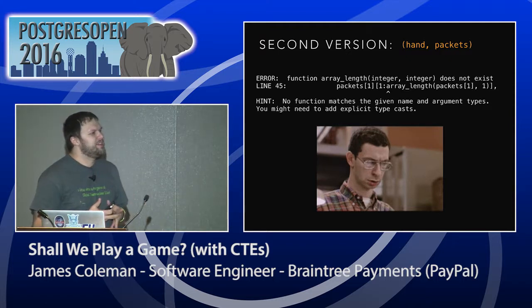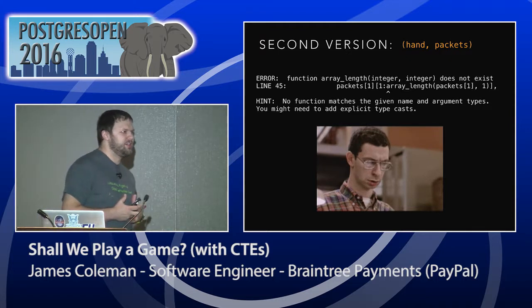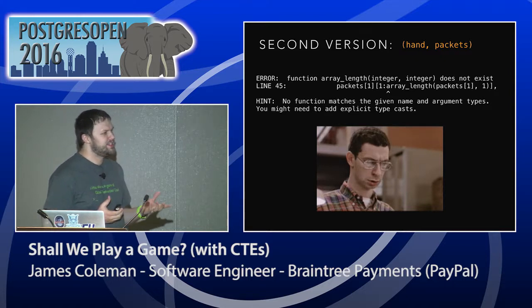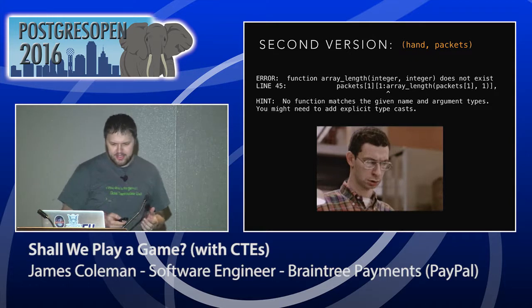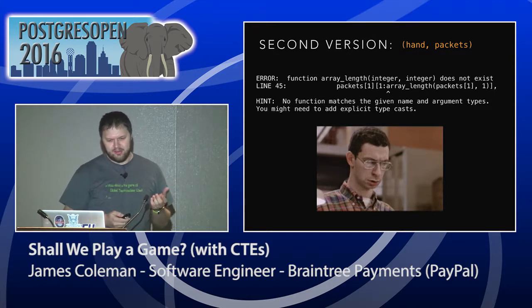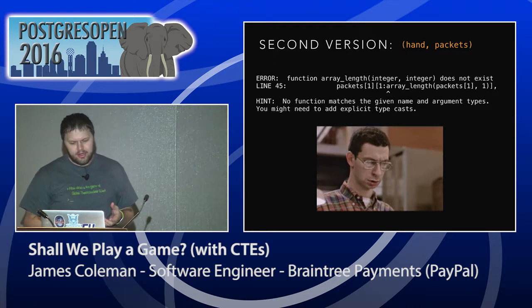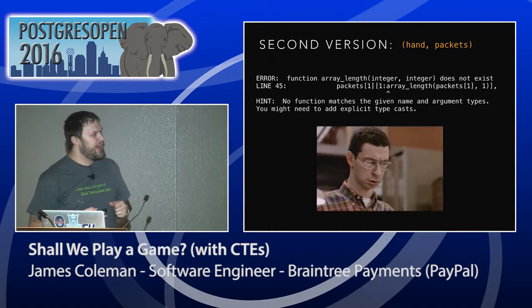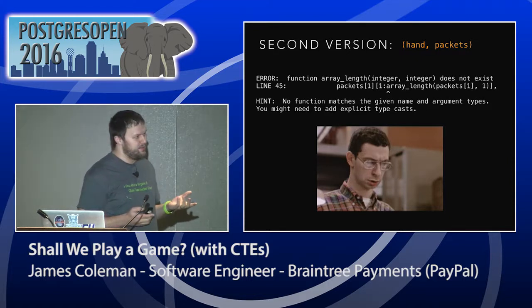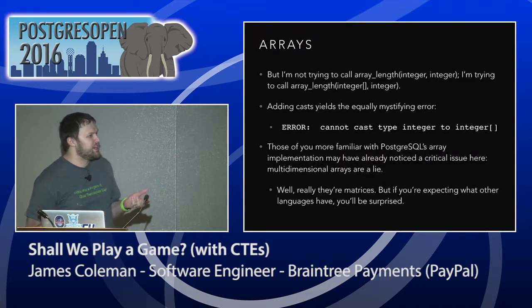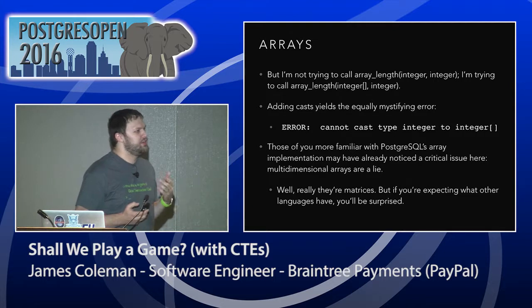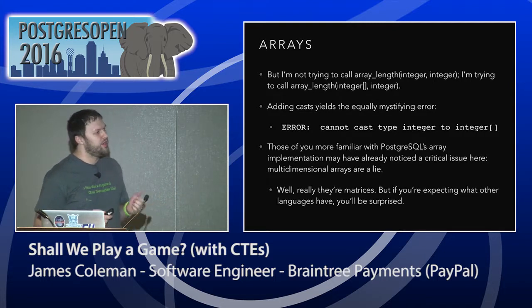Function array length that takes the parameters integer and integer does not exist. And it provides a hint that we hope is helpful. No function matches the given name and argument types. Maybe you need to add explicit typecasts. This error is confusing at best. Looking at our code, it doesn't look like we've done anything that the error says we've done. We have nested arrays and we access them, and we never try to call the array length function with an integer and an integer. I'm trying to call it with an integer array and an integer.